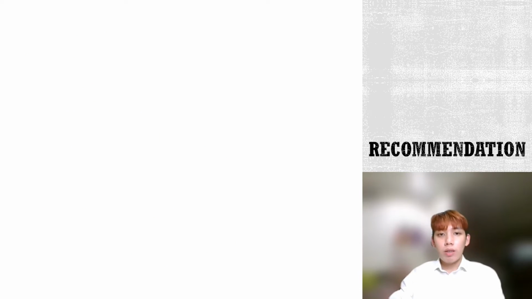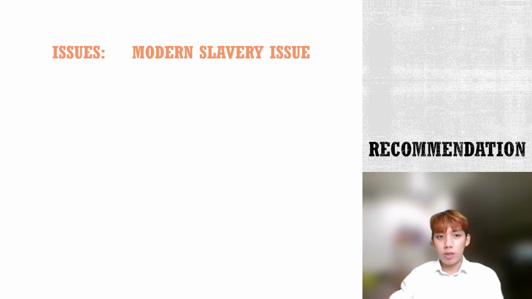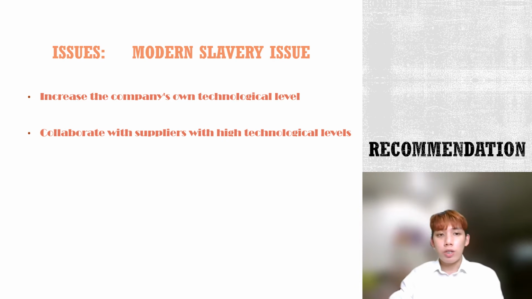As mentioned before, the issue faced by Apple that focused on this research was modern slavery issues. There are a few recommendations that are prioritized from the solutions. Firstly, Apple can attempt to increase the company-owned technological level, pick suppliers with high technological levels to collaborate with, or even offer some new high-tech equipment. This is because when the company technological level and technology usage rise, contemporary slavery difficulties may be successfully remedied.